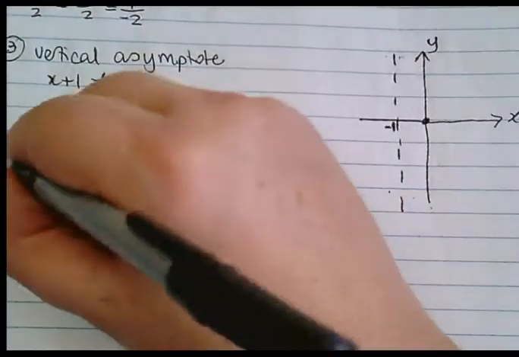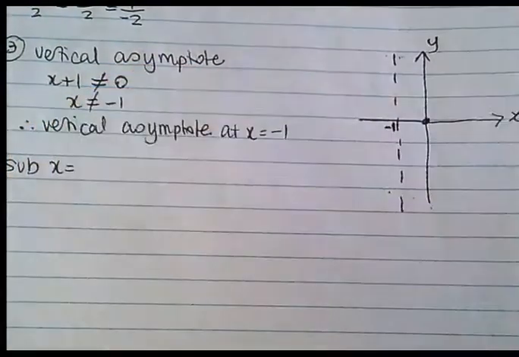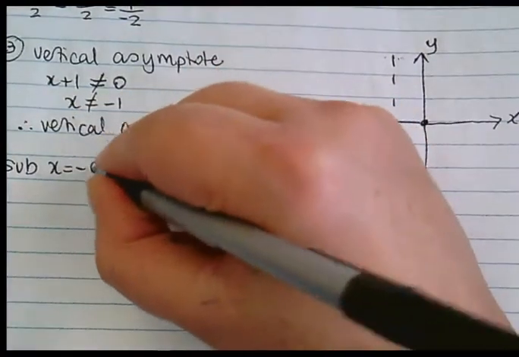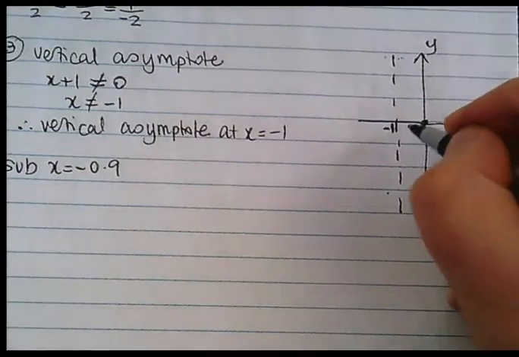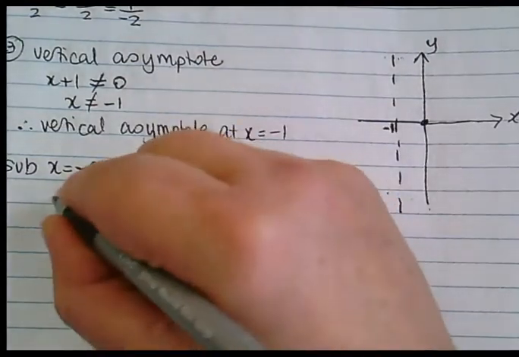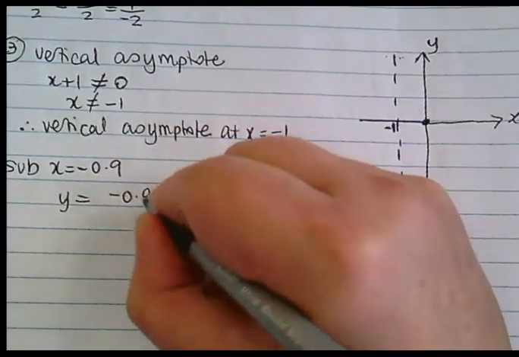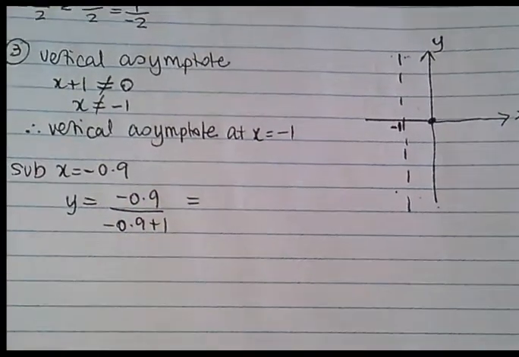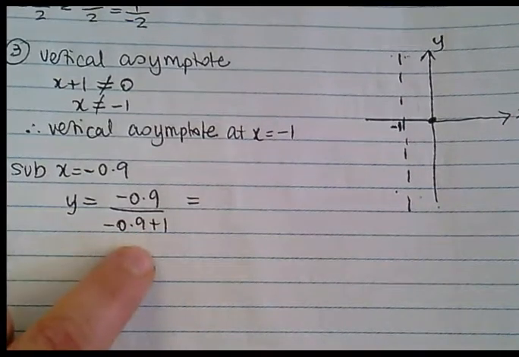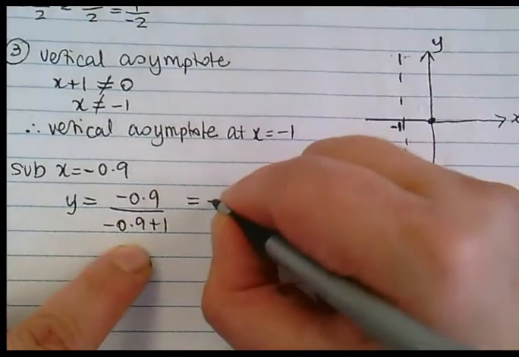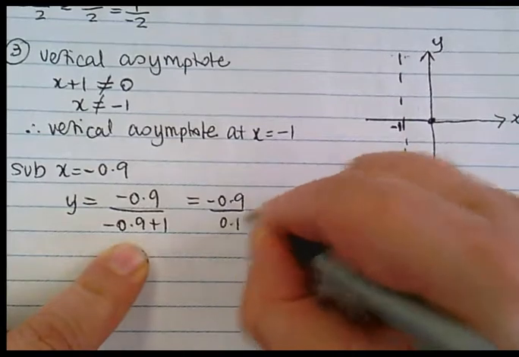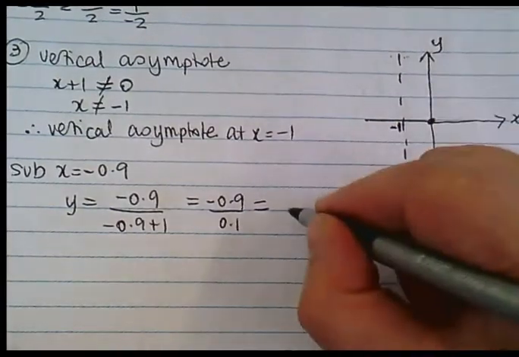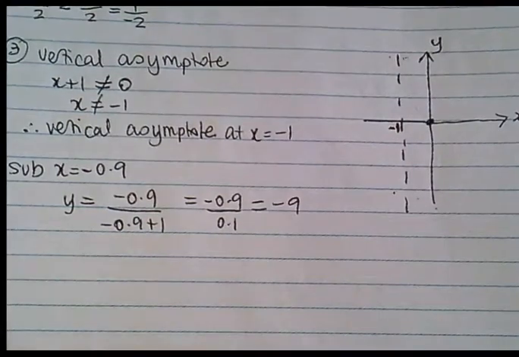So, what are we going to substitute? x is what? You just go negative 0.9, that'll do. Negative 0.9 is on this side, so you get y is negative 0.9 over negative 0.9 plus 1. Now, girls, 1 minus 0.9, that's positive 0.1. It's negative 0.9 over positive 0.1. Well, that's a negative. Is it negative 9? Work it out.